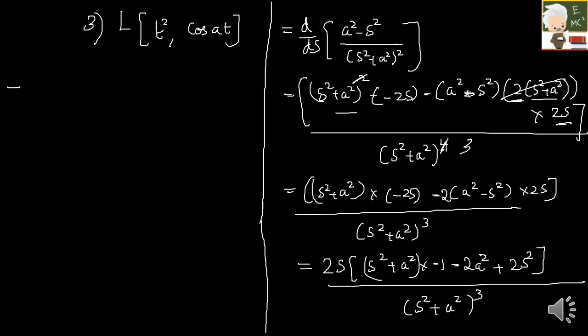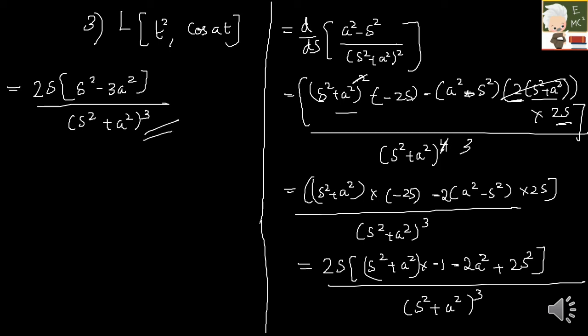So now this would be 2s into, if you are doing all these algebraic steps, you will be getting s square minus 3a square, divided by s square plus a square whole cube. So this will be your final answer.